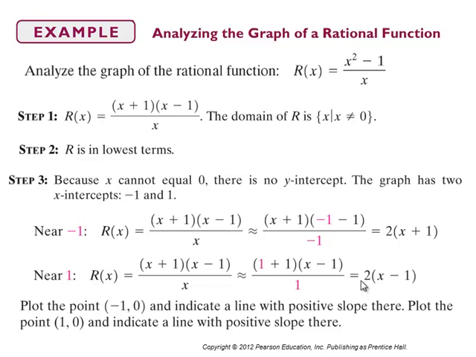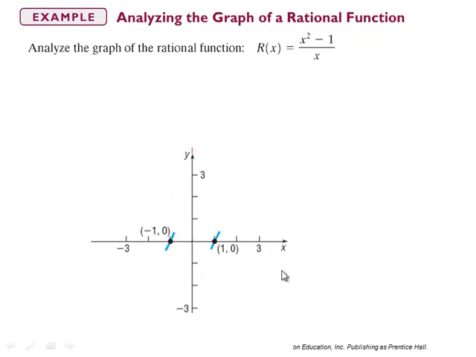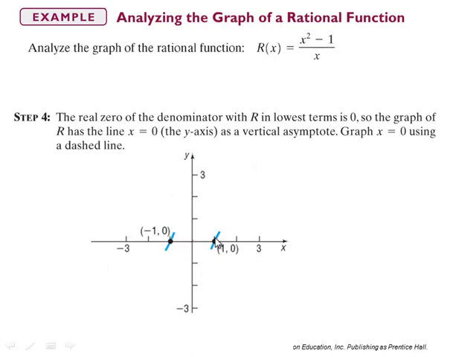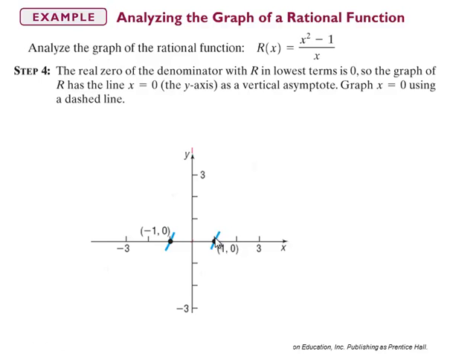All right, moving along here. Here are those x-intercepts with those line segments of slope 2. The y-axis is going to be our vertical asymptote, because when you set the denominator equal to 0 and solve for x, you get 0. So x equals 0, that's the y-axis. The y-axis will act as the vertical asymptote. So that's why you see this little dashed line right there.